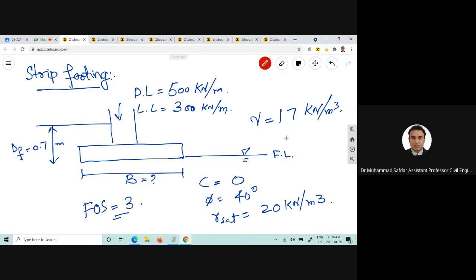Now we need to find out the width of the foundation. Depth of the foundation is given. Loads, dead loads and live loads information is also given. Unit weight above the water table and the water table information is given. Shear strength parameters, the unit weight information and the factor of safety information is given.